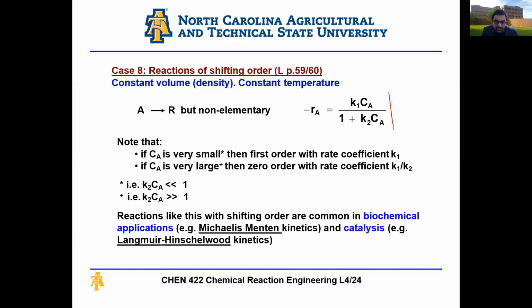So for this case, if CA is very small, it's a first order reaction with coefficient k1. When CA is very large, then it's a zero order reaction with a rate of k1 divided by k2. So you can see that the order of your reaction changes significantly with your concentration. And this is called the shifting order reaction. These are common in biochemical applications, and they're also very common in catalysis. So this is just something for you to remember off the back of your head.